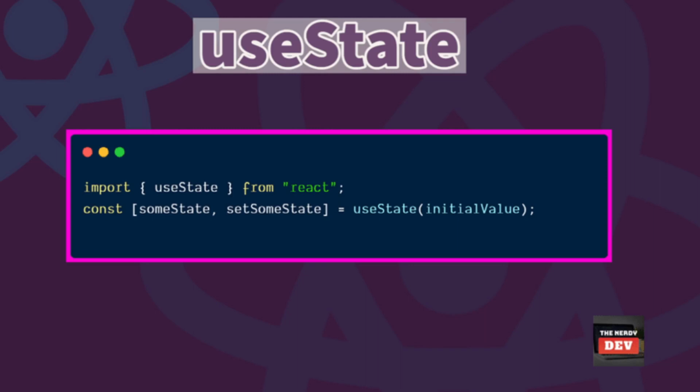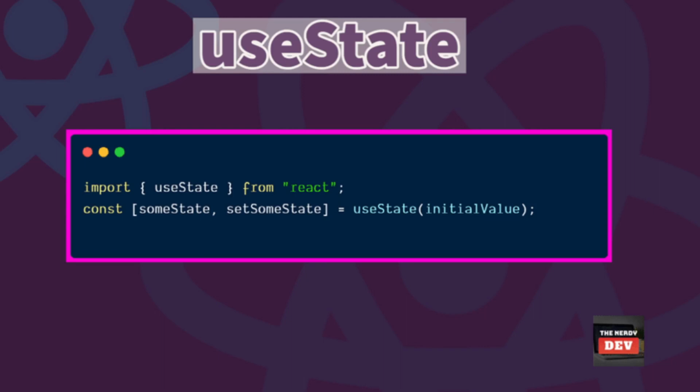useState, as you can see here, takes a single argument, the initial state or the initial value, and gives us an array with the first item being the piece of state and the second item being the handler to set that piece of state. The second item is also known as the state updating function.